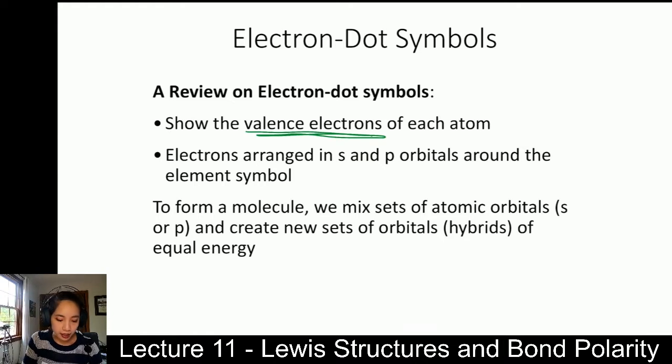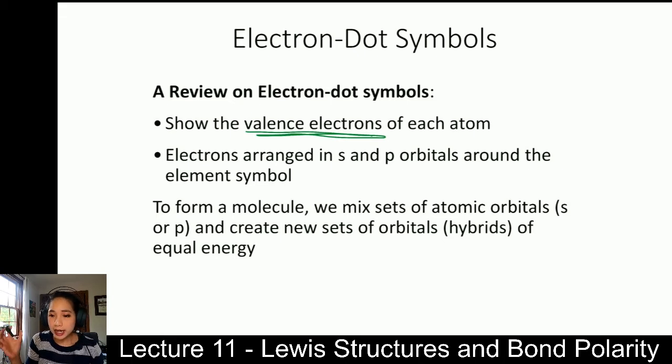And remember that these electrons that you put around the valence shell of an atom, they're arranged into s and p orbitals around the element. And so those orbitals are where the valence electrons lie, and those are the electrons that are involved in bonding. So when we form molecules, we essentially mix different atomic orbitals of different atoms. So the s and p orbitals can come together of different atoms and create bonds.